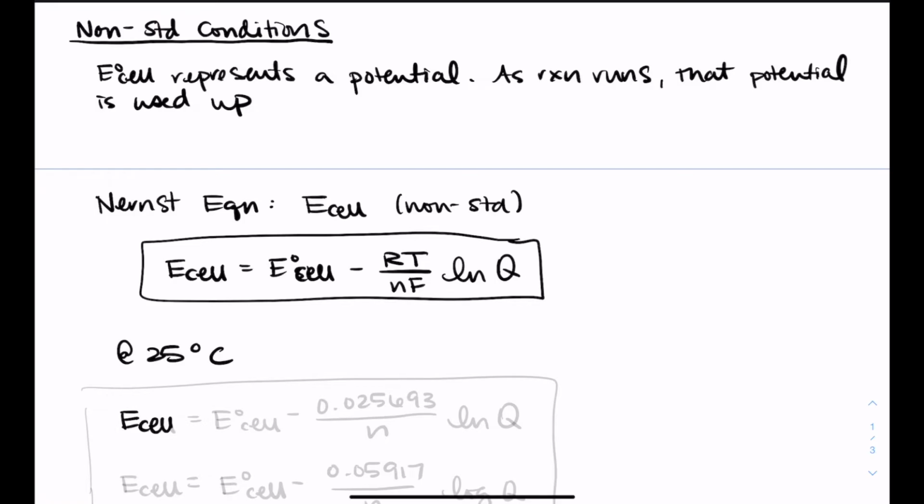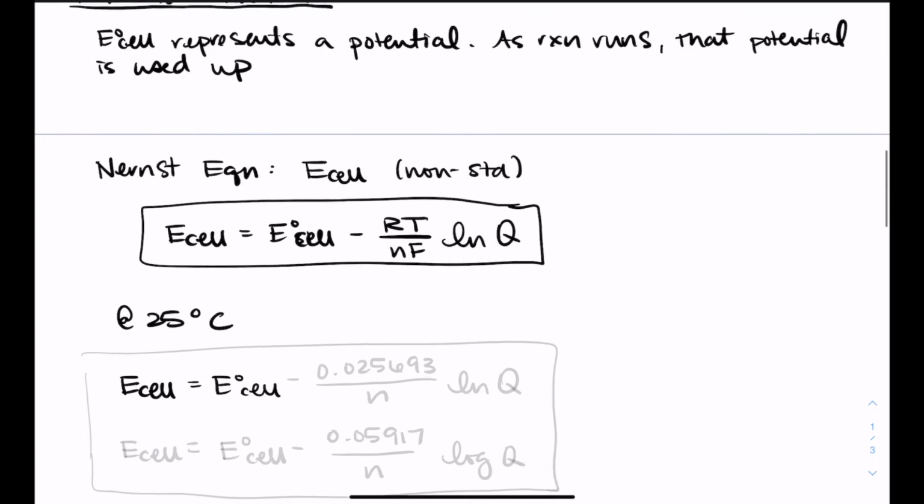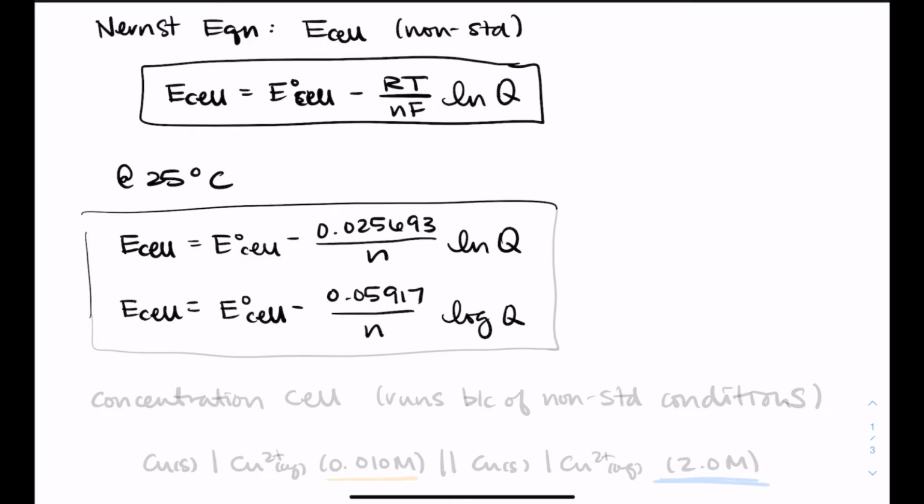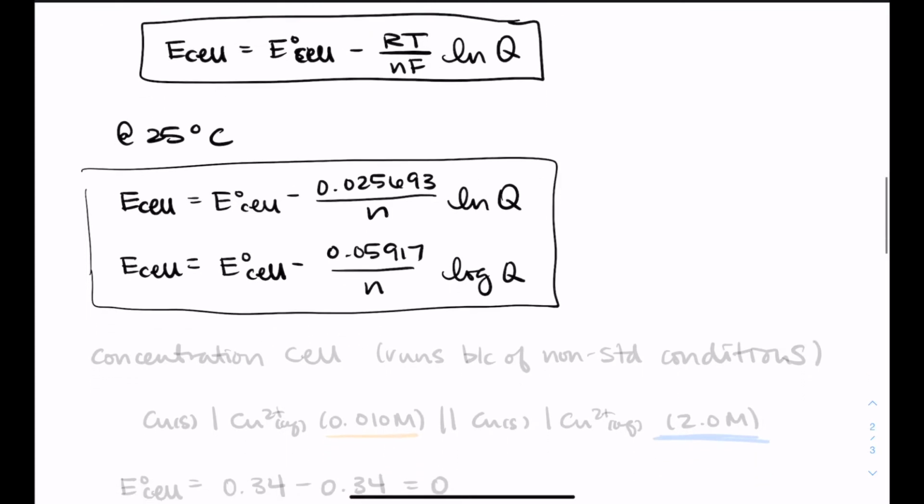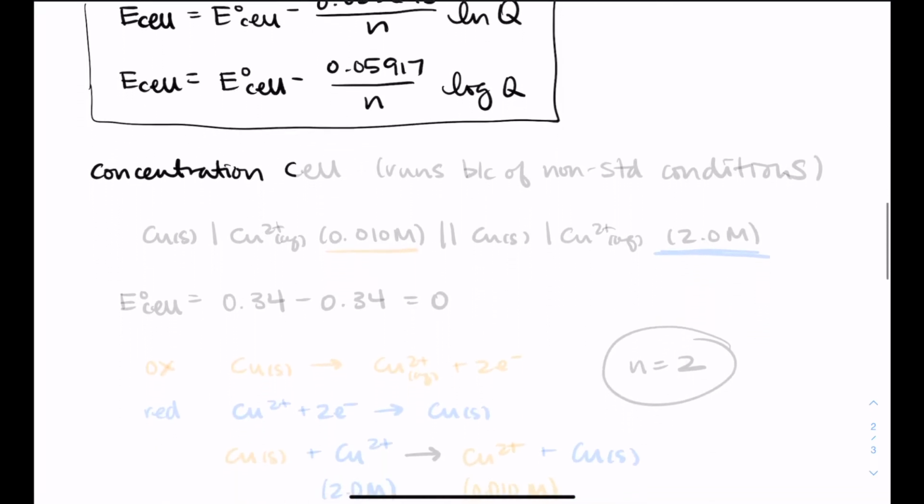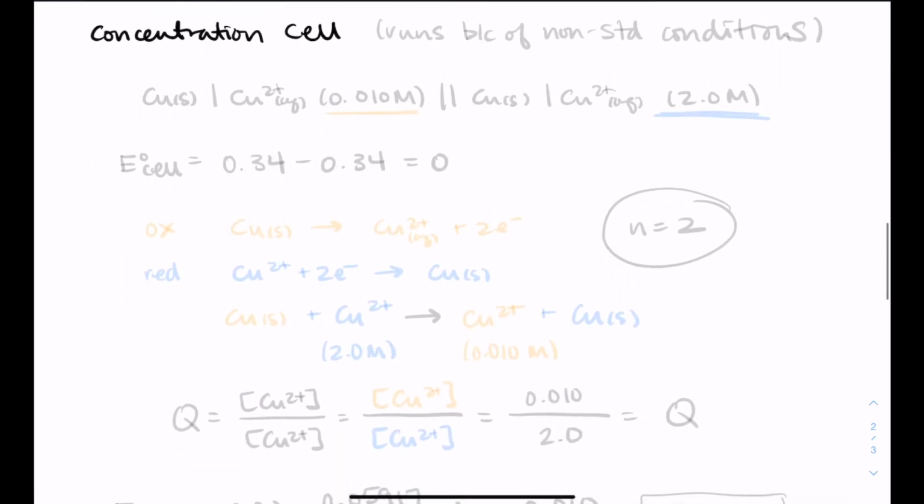And I have both versions here, so you can choose if you want to use log or natural log. But the cell potential is equal to the standard cell potential minus some constant that you have to factor in the number of moles of electrons still, and then some version of a log and the reaction quotient. The most common non-standard example you will see is a concentration cell.